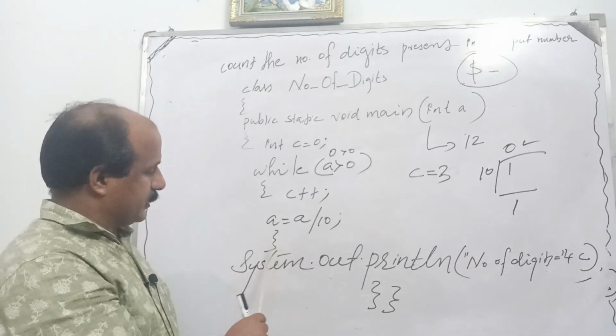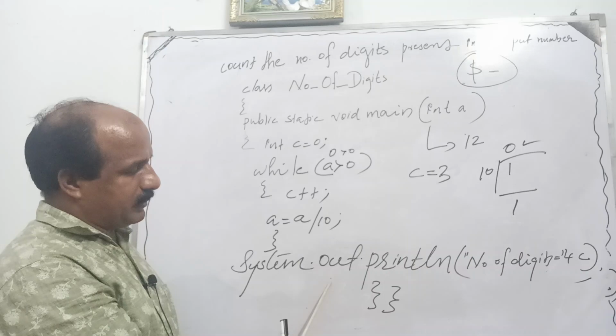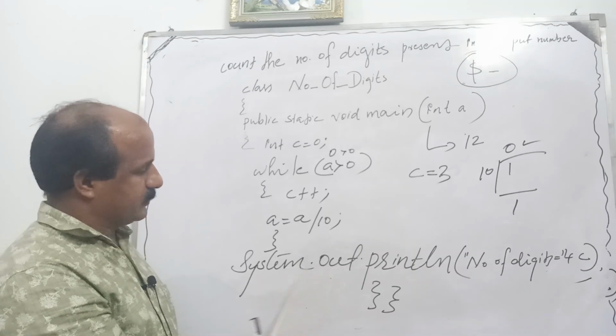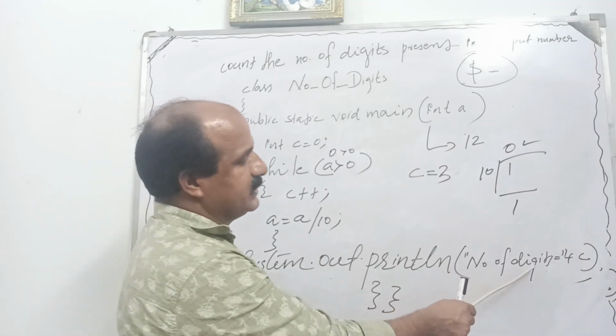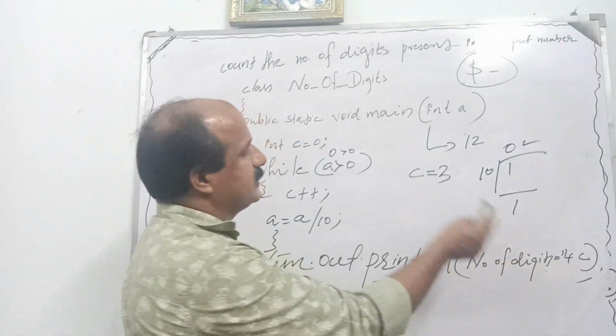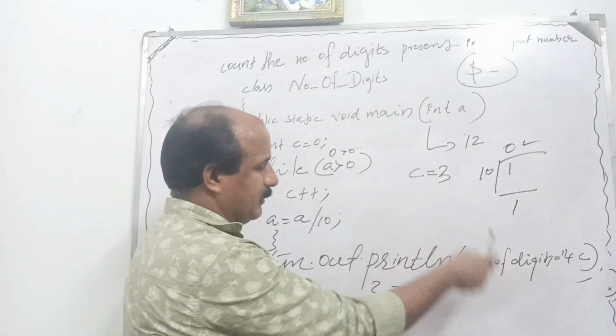So the loop is terminated. What is outside the loop? Any statements? Yes, there is one statement: System.out.println, number of digits is equal to C. In C what is there? 3. That 3 will be printed.